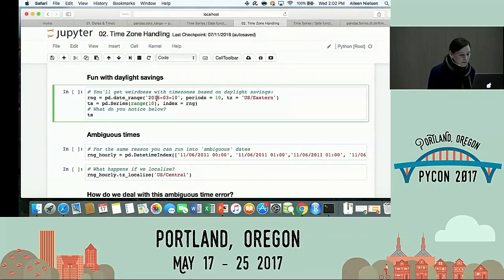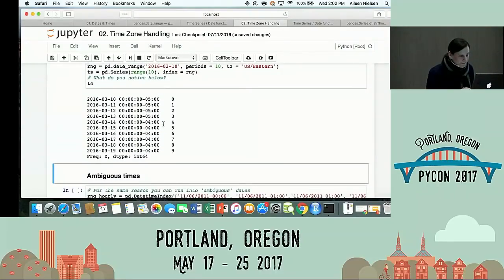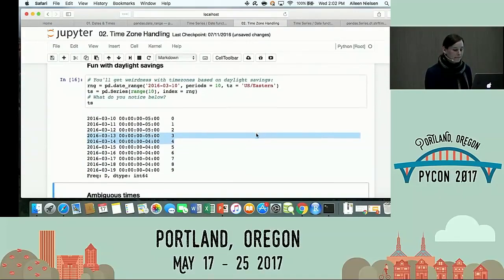So let's look at the date range from March 10th, 2016, 10 periods, and take a look at what that looks like. What do we see here? We jumped, right? We had our daylight savings time and we jumped. Pandas is aware of that. It will take care of that for you. Be aware of that, right? It's not going to not do it either, right? You'd have to go out of your way to have it not take into account daylight savings time.